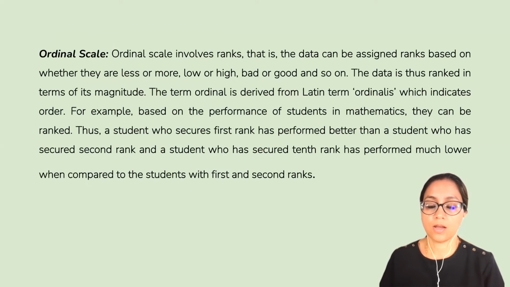Then coming to the ordinal scale. Ordinal scale means an order. Ordinal scale involves ranks, that is, the data can be assigned ranks based on whether they are less or more, low or high, bad or good, and so on. The data is thus ranked in terms of its magnitude. The term ordinal is derived from the Latin term ordinalis, which indicates order. For example, based on the performance of students in mathematics, they can be ranked. Thus, a student who secures first rank has performed better than a student who has secured second rank. And a student who has secured 10th rank has performed much lower when compared to the students with the first and second ranks. So this is the ordinal scale.